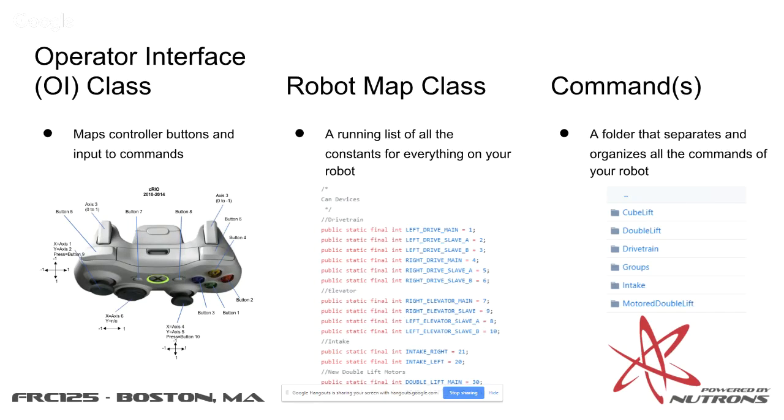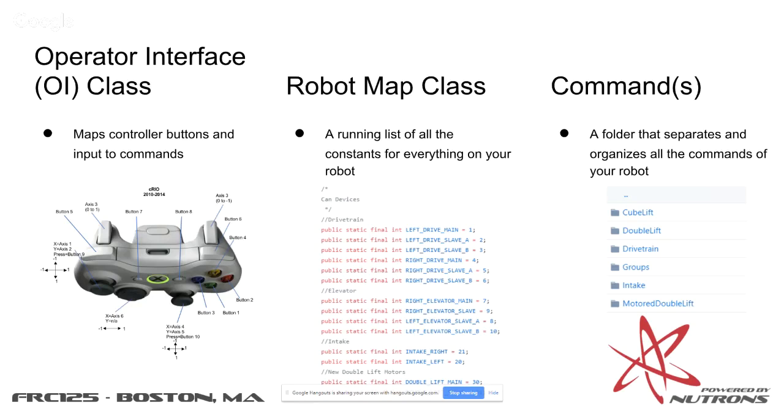No problem. The other three are a little simpler. The first one is the operator interface, also just named the OI class. That just maps all your different buttons to your different commands. Not sure how it works in iterative-based robots, but for command-based, which the Neutrons use, button 1 could be run to intake position, button X could be run to switch, button Y could be run to scale. You could map all these buttons to different commands, and as soon as you press those buttons, it'll do the thing.